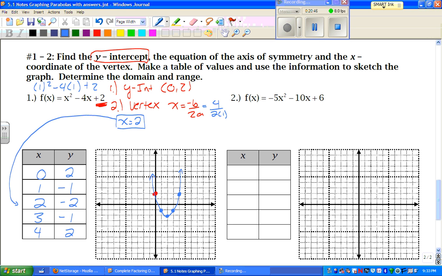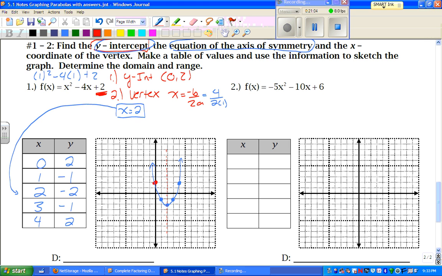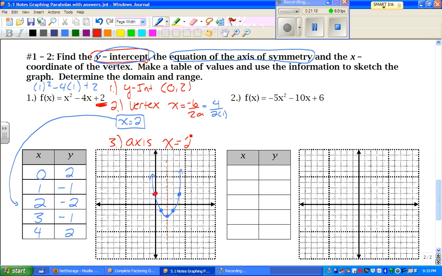And let's go see if we hit everything in the directions. Did we find the y-intercept? Yeah, we did. We got that listed. The next thing is the equation for the axis of symmetry. So we have to draw in our axis of symmetry. It goes right through the vertex. Okay, so number 3, the axis. It's a vertical line, so we write that x equals, and it hits the x-axis at 2. So our axis of symmetry is x equals 2.